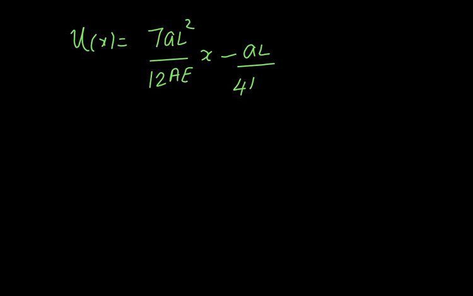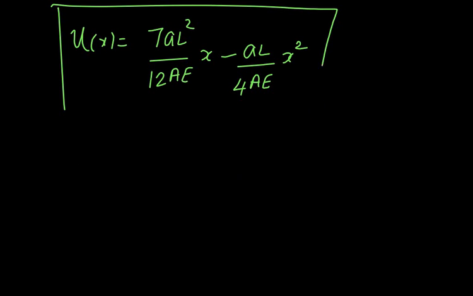The solution I'm going to write, u of x is equal to a1 x plus a2 x squared. What is a1? 7 A l squared divided by 12a into x. What is a2? Minus A l divided by 4a into x squared. That is the solution to the problem of a cantilever bar that is subjected to uniformly varying axial load by weak form method. We have solved this particular problem by weak form method. This is the solution, which is exactly correct.